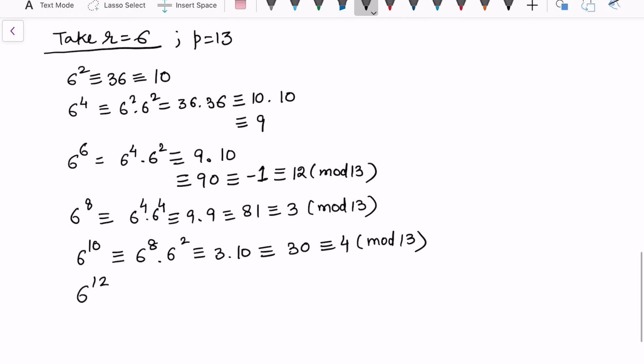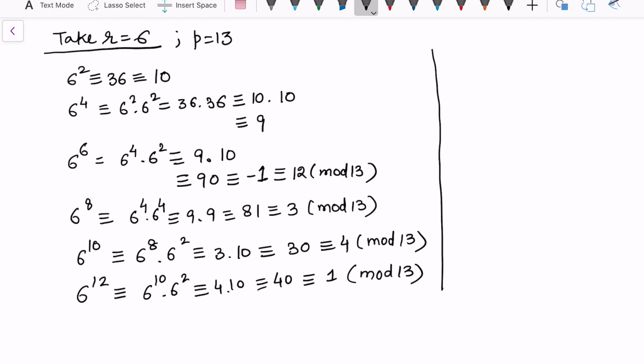And I can check the last quantity, 6 to the power 12, which is 4 into 10, which is 40. 40 is congruent to plus 1 modulo 13, because 40 minus 1 is 39. So from here we can see that all those integers that we have just discussed come up again: 1, 4, 3, 9, 10 and 12. These are the integers which were the quadratic residues, and they appear in the even powers of a primitive root. So let's write 1, 3, 4, 9, 10, 12.